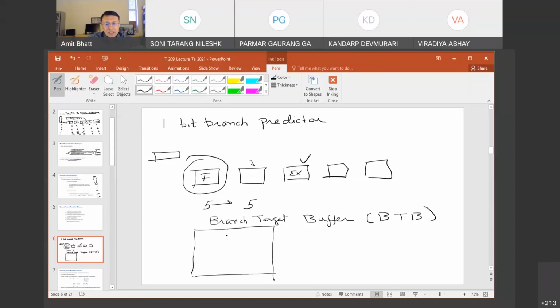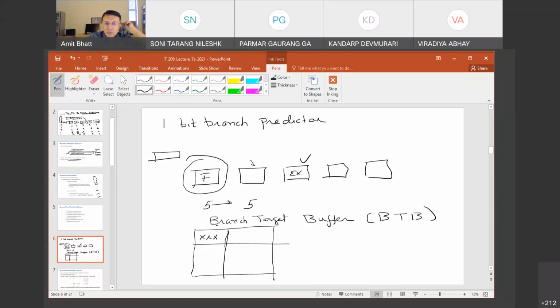So you will say that instruction number XXX is a branch instruction. So in this branch target buffer, on this side, you will just take account of instructions which are branch instructions. You don't care about algebraic instructions. You don't care about logical instructions. Those instructions will not find a place in this branch target buffer. So only branch instructions will find a mention over here.